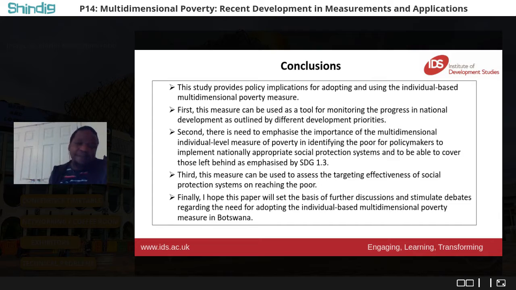And finally, I hope this paper will set a baseline study, a basis of further discussions, and also can stimulate debates among researchers and policymakers regarding the need for adopting the individual-based multidimensional poverty measure in Botswana.